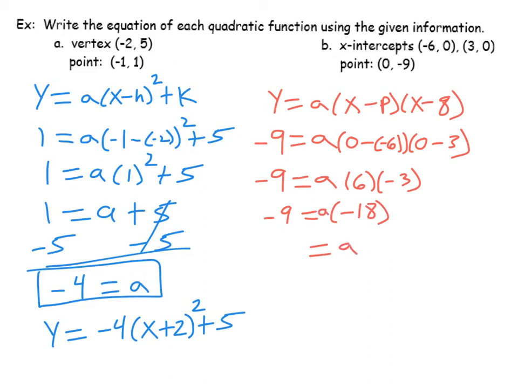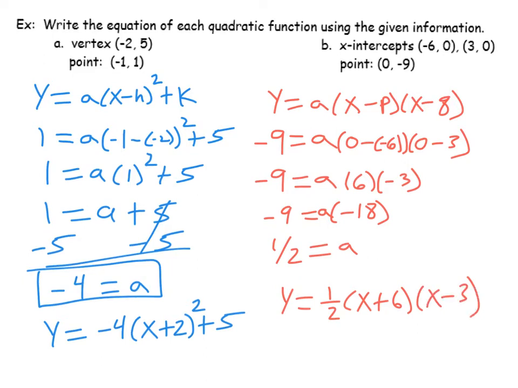Whoops, got my A. Looks like we get that A is a half, and then to put it back as my final answer, I would have 1/2 (x + 6)(x - 3), okay?